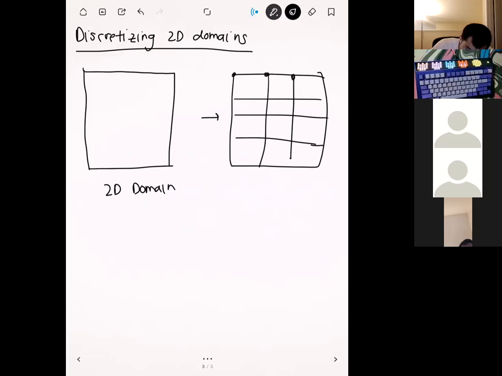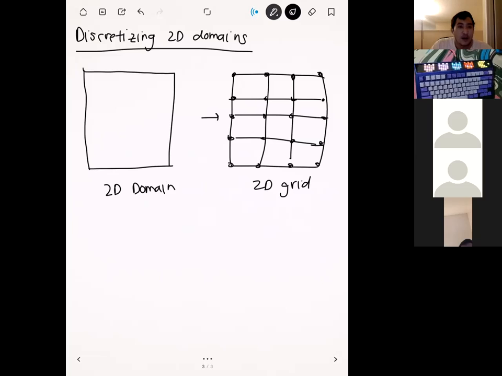Where each of these vertices right here are the nodes of our mesh. Okay, so this is a 2D grid. Basically, we're going from a slice of cheese to a waffle. And remember, this is always a necessary step whenever we're doing any kind of computational work. In 1D, we took our line and broke it up into a bunch of smaller lines. Here, we're taking a 2D domain and breaking it up into a bunch of shapes.